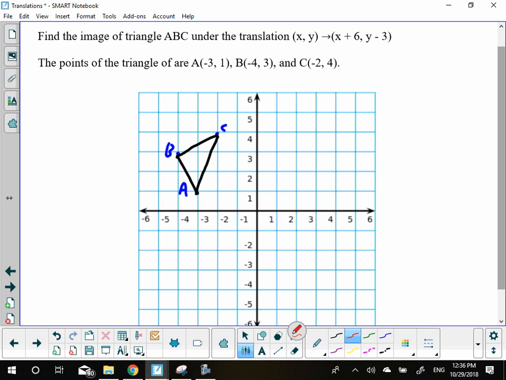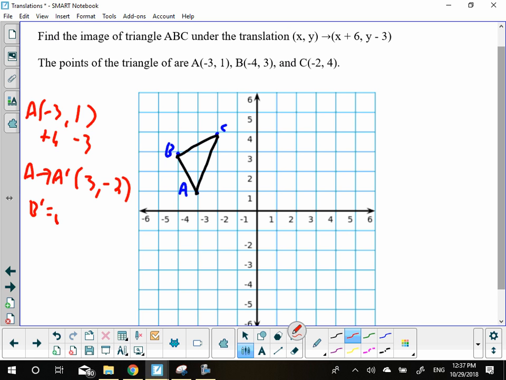Alright. So then our goal is to make a new triangle. The easiest way to go about this is just to think of mapping. So I'll map A, which is (-3, 1). To do that, I need to basically add 6 units to x and subtract 3 units from y. So A prime is going to be what? Negative 3 plus 6 is 3, and 1 minus 3 is negative 2.